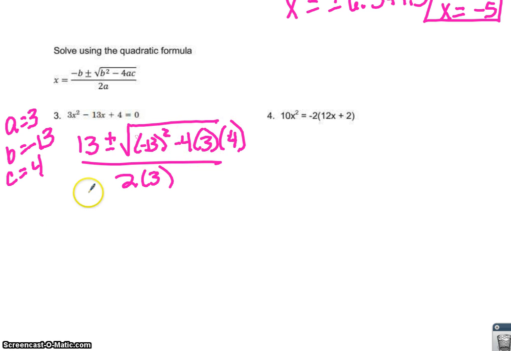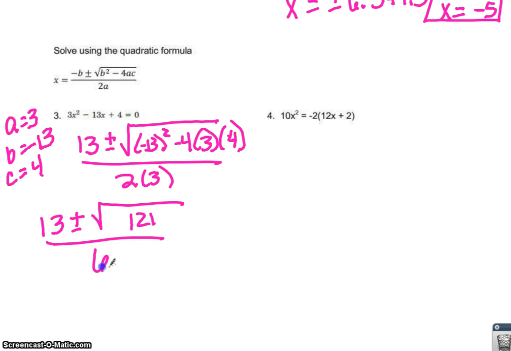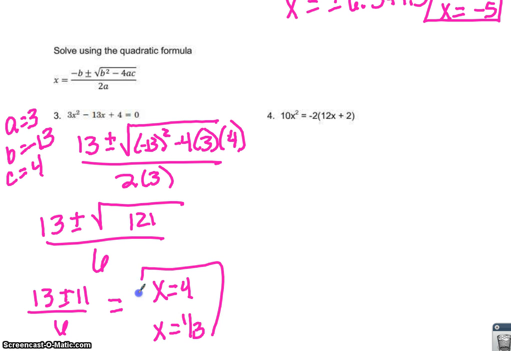Take what's under the square root and do that first. It becomes 13 plus or minus the square root of 121 all over 2 times 3, which is 6. The square root of 121 is 11, so it becomes 13 plus or minus 11 all over 6. 13 plus 11 is 24 divided by 6 is 4, so there's one answer. 13 minus 11 is 2 divided by 6 is 1/3 or 0.333.